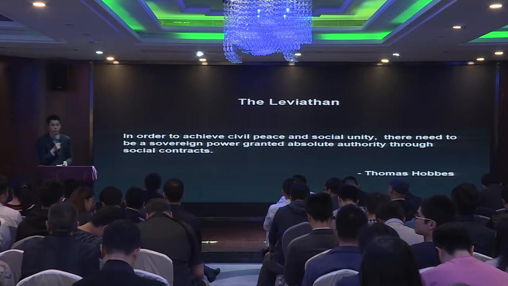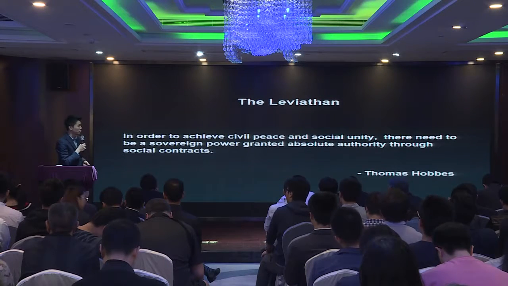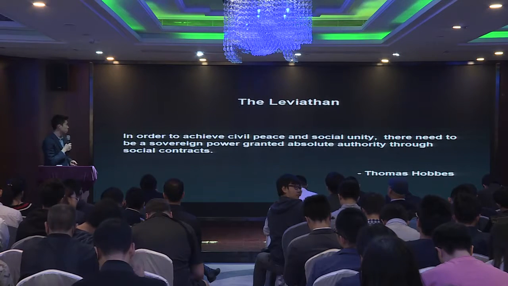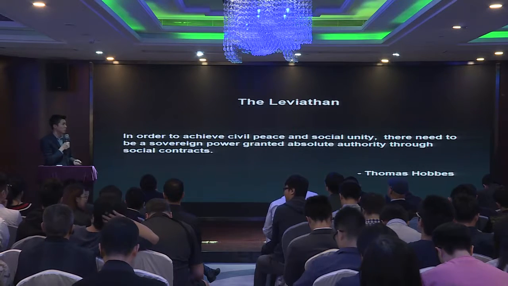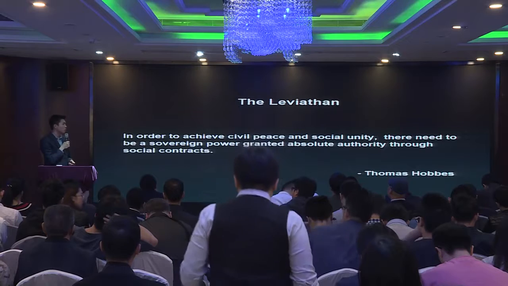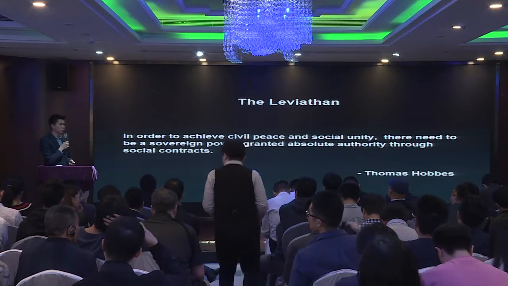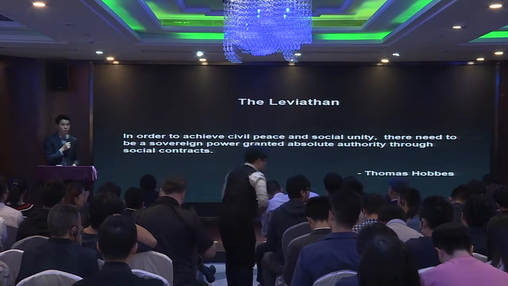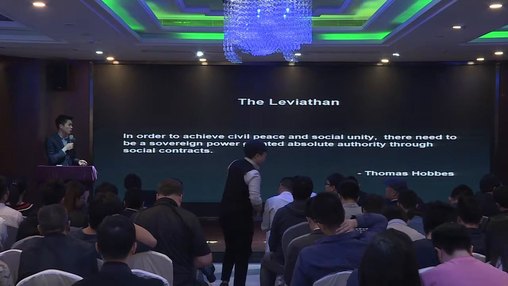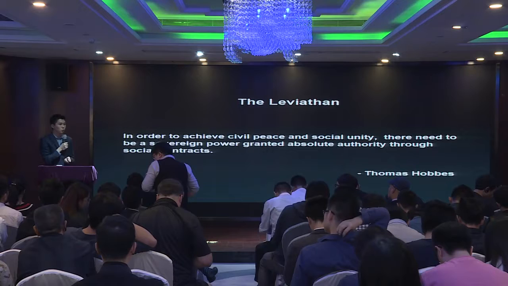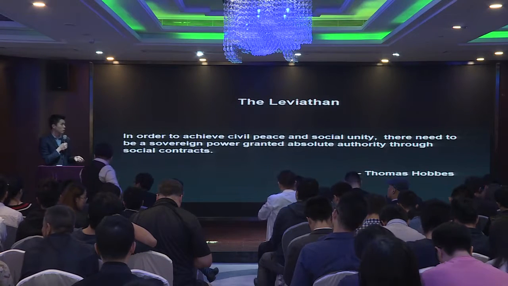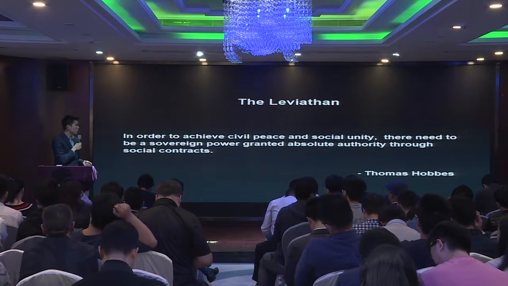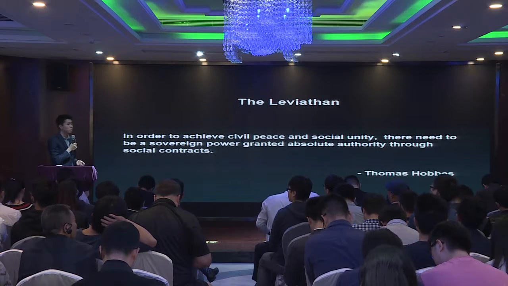I will end my talk with a statement. A 17th century English philosopher, Thomas Hobbes, argued that in order to achieve civil peace and social unity, there needs to be a sovereign power granted absolute authority through the social contract. But there's no contract between the sovereign and the people who granted his power. The only contract was the agreement between the people to appoint someone they would obey. Thomas Hobbes called this superpower the Leviathan.